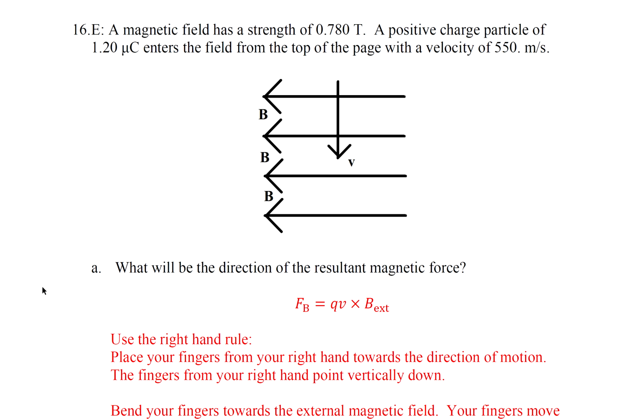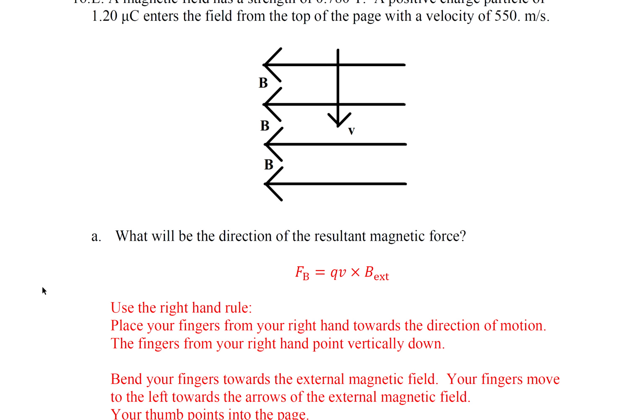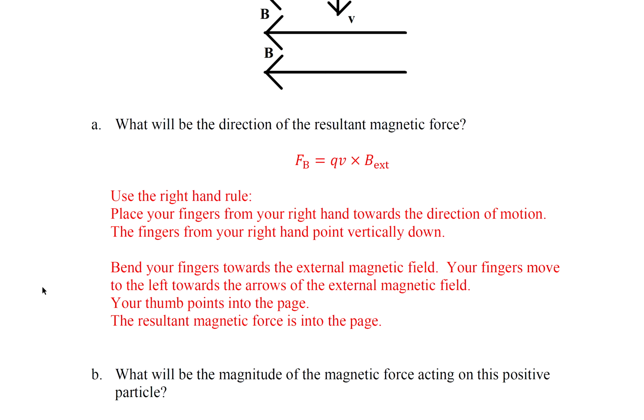Question 16. A magnetic field has a strength of 0.78 Tesla. A positive charged particle of 1.2 microcoulombs enters the field from the top of the page with a velocity of 550 meters per second. Part A, what will be the direction of the resulting magnetic force? F is equal to QVB. So it's going to be into the page.